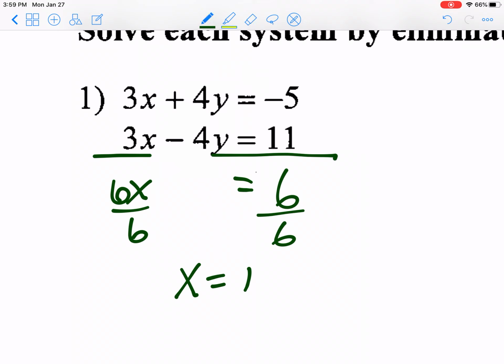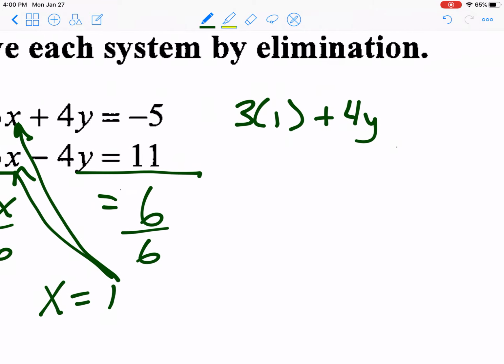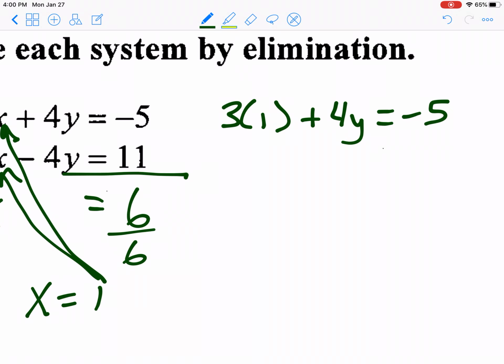What we're going to do now is figure out what y is. So unfortunately here we don't have a fast method besides just substitution. So I'm going to plug in either to this equation or this one. It doesn't matter. Either way, you'll get the same answer if you do the math correctly. So I'll use the top one. 3 times 1 plus 4y equals -5. Since 3 times 1 is 3, then we have 3 plus 4y equals -5.